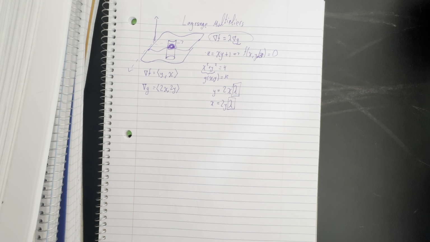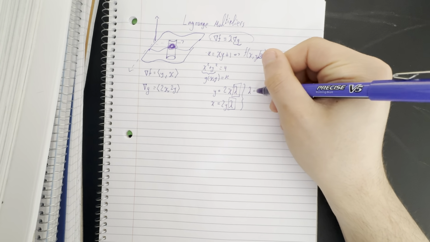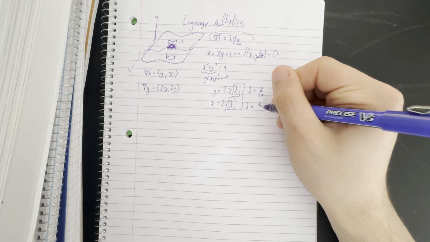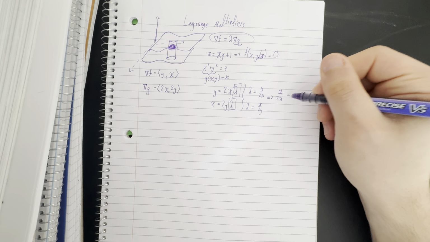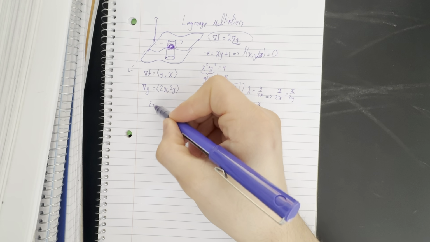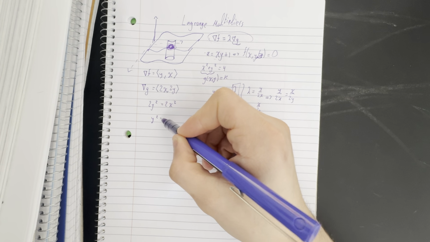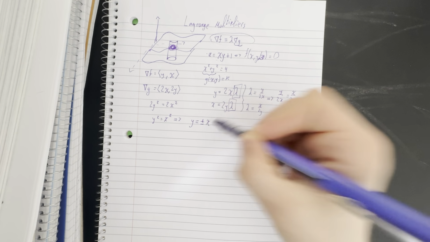What we're aiming for is a relationship between x and y. Using both of these equations, I say that lambda is equal to y over 2x, and lambda is equal to x over 2y. That means that y over 2x equals x over 2y. Now you can just cross multiply, and you get 2y squared equals 2x squared. So y squared equals x squared, so y equals plus or minus x.